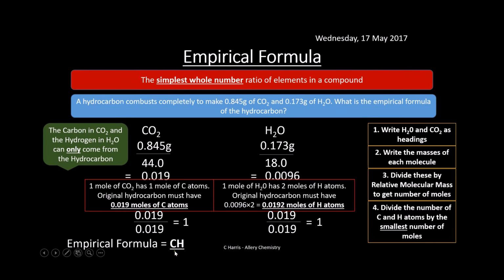Now it looks a bit odd. Empirical formulas normally do. Remember, they're just the simplest whole number ratio. They don't have to look like anything you've seen before, and they don't actually really exist. This is just a ratio showing you how many carbons you have for every hydrogen.